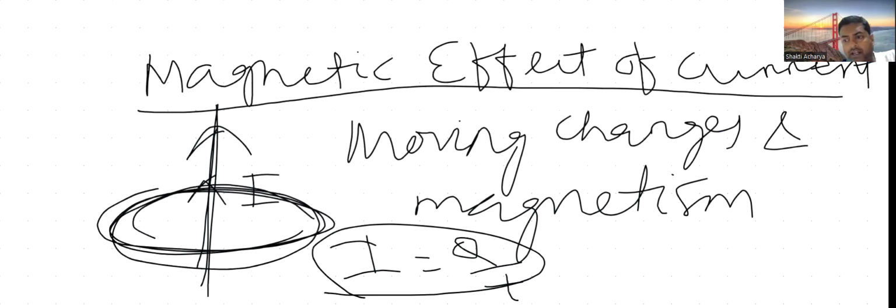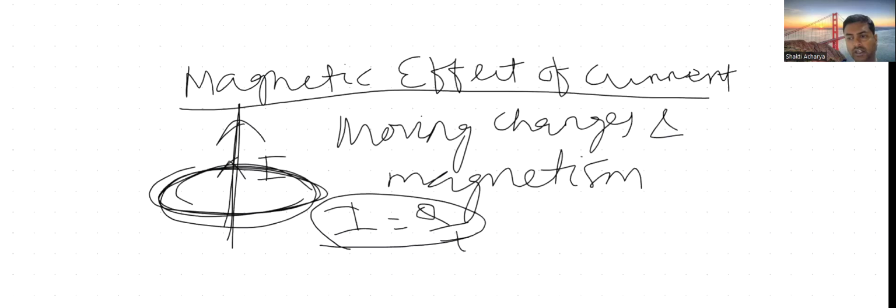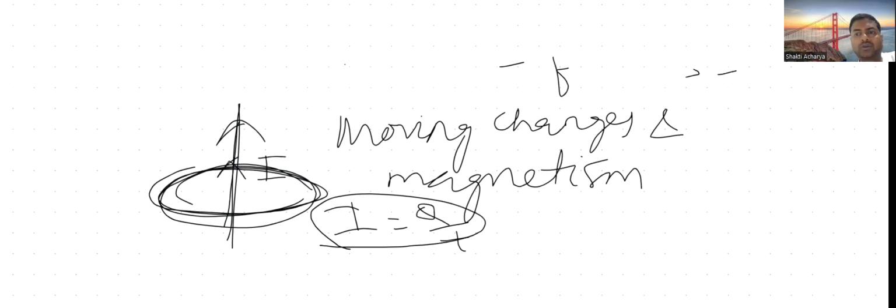Then Biot Savart came into picture, who suggested how to count, how to quantify the magnetic field produced. Actually, Oersted gave a qualitative idea about magnetic field, but Biot Savart gave a quantitative idea about magnetic field.